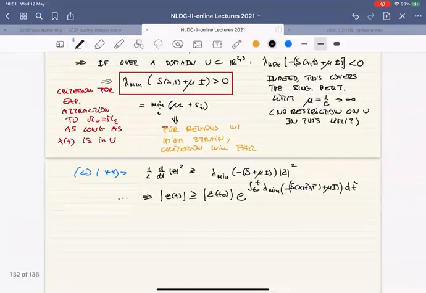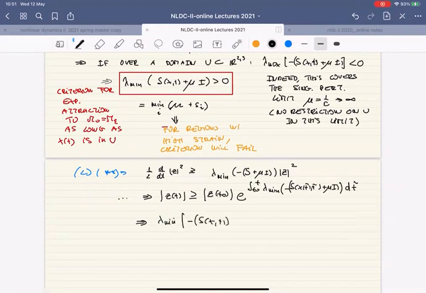So by the same argument, lambda min of minus S of x(t) over the whole domain plus mu I, okay? If that is larger than 0, then I have exponential instability. Along this M_0 equals M_epsilon.